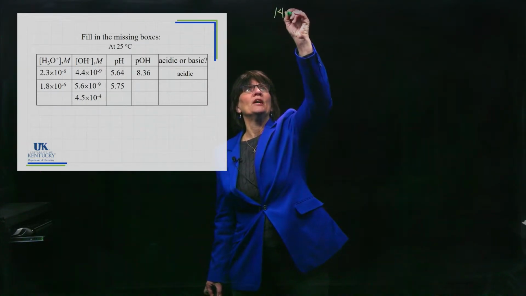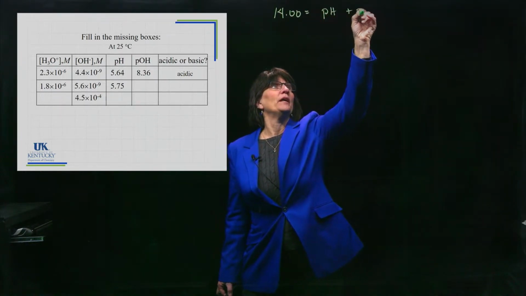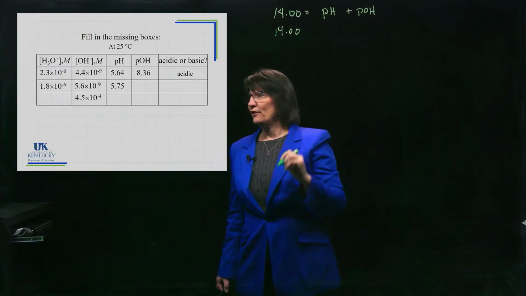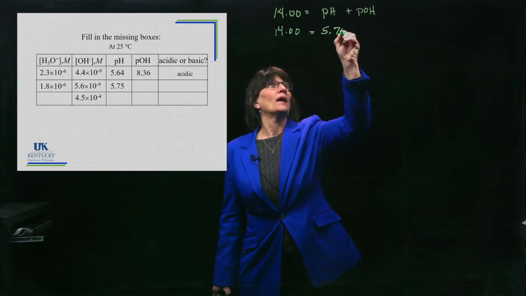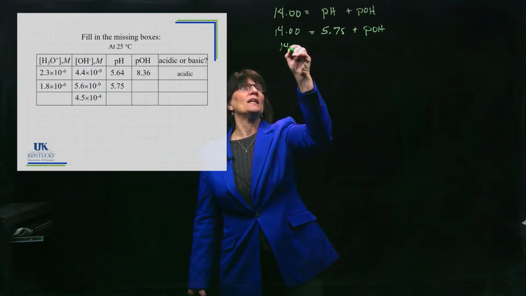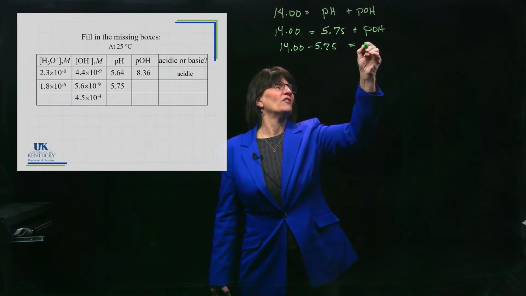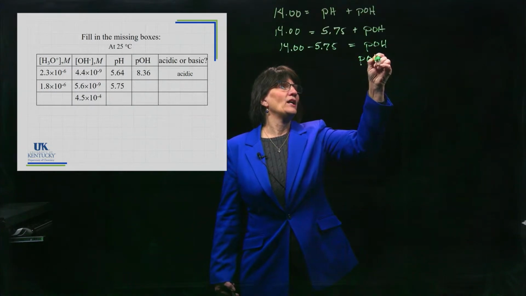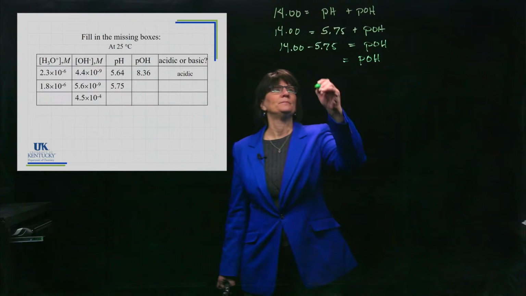I would probably choose this equation. It is the pH plus the pOH added together gives me 14. So if I put in the value of pH, which was actually given to me in the problem, then I could solve for the pOH. So 14 minus the 5.75 is going to give me the pOH. And that is a pOH of 8.25.